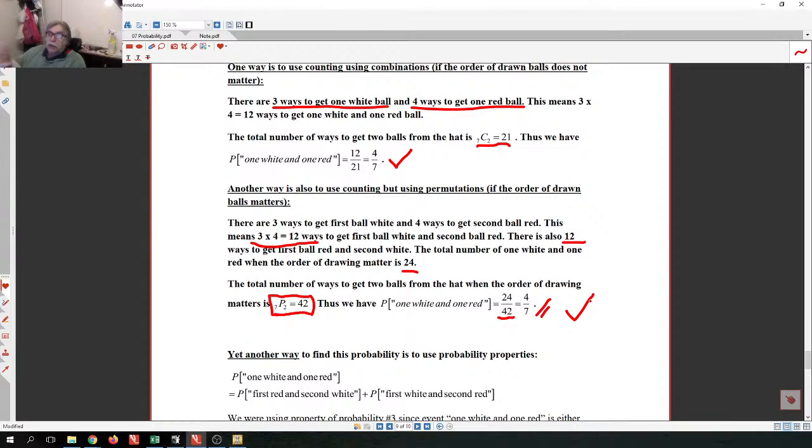So now this depends how you draw. If you draw 2 balls at once, you're talking about combination. If you draw the first ball first and then the second ball second, you're talking about permutation. But the probability is still the same.